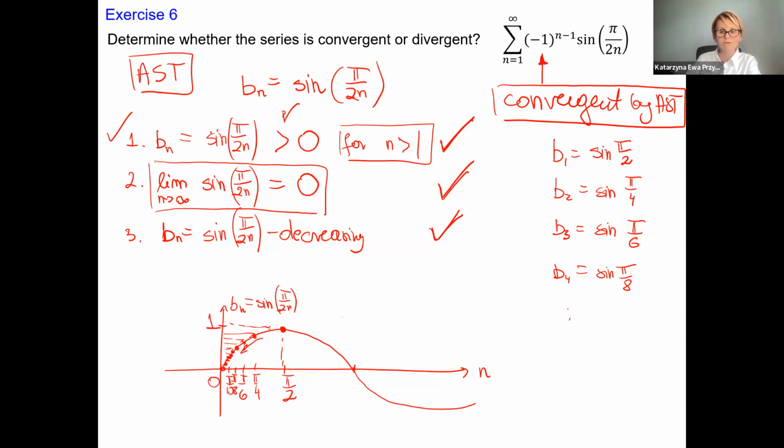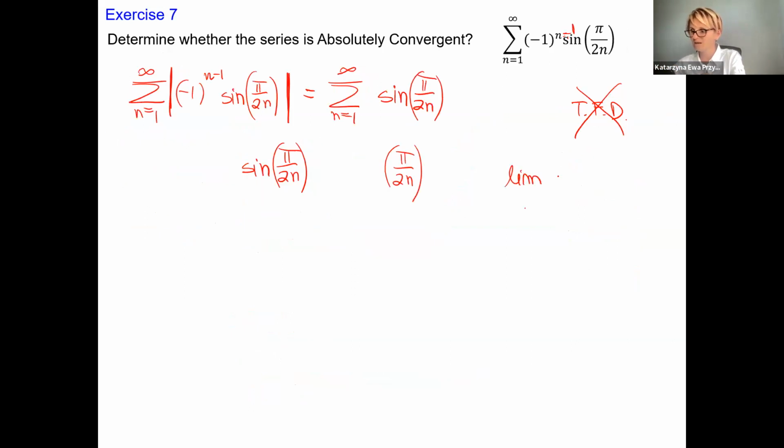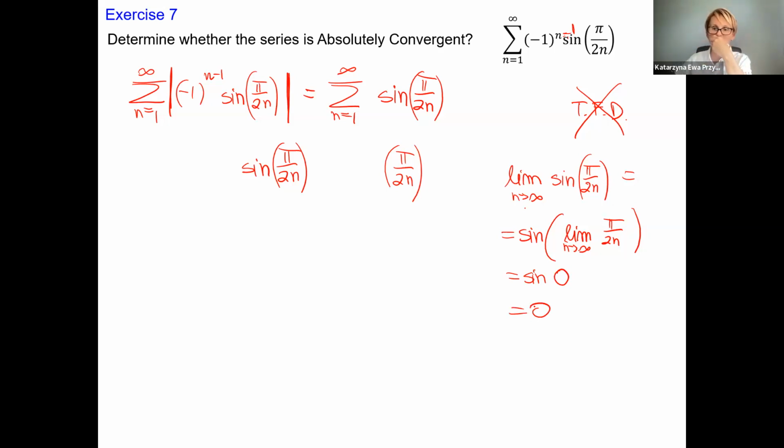Please tell me that you're okay, or you can tell me that you're not okay. Yeah, the limit is 0. Actually, we can just do it algebraically, but the graph is more visual. What is this limit at infinity? The function is continuous. We're just looking at the limit of the inner function. Pi over a big number is 0. Sine at 0 is 0. So does it mean that it's convergent?